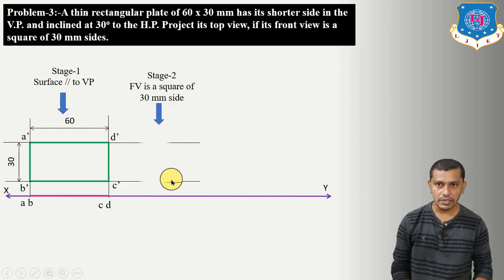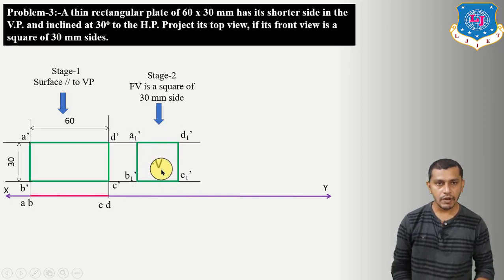So for that, project these edges, and right now you can see that this length is 30 mm. So draw a square by using this edge of 30 mm side. So you will get the square having side length 30 mm. This is A1 dash, B1 dash, C1 dash, D1 dash, and it will be our front view. Now we have to show the top view.